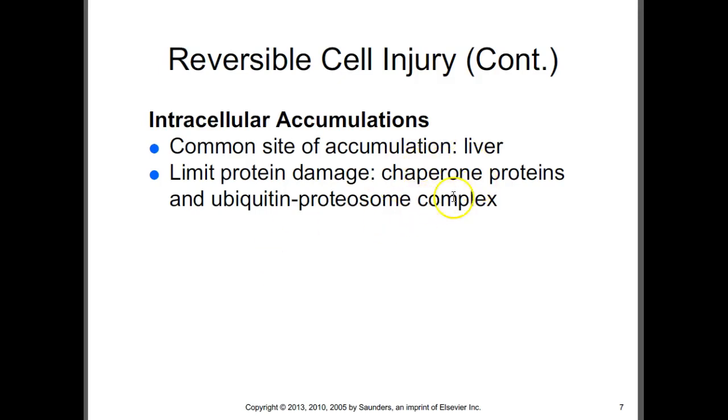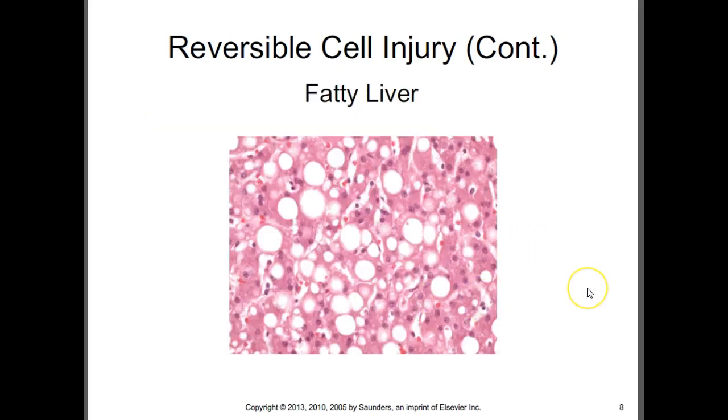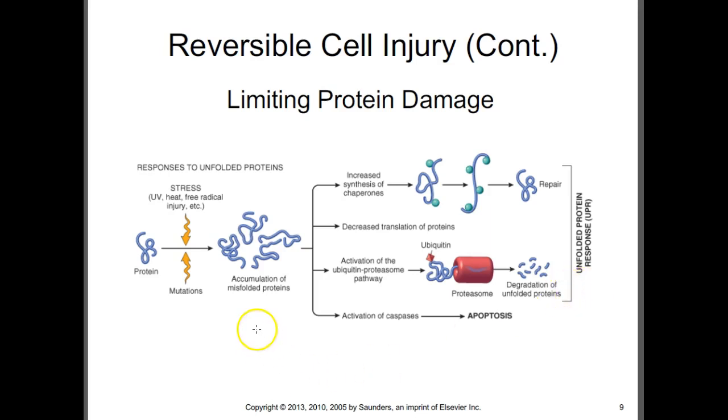So in the liver, chaperone proteins may be damaged, right? And if they're damaged, then the protein is not going to be able to function properly. So chaperone proteins limit protein damage. Chaperone proteins often help proteins refold into their correct shape. If they are not there, they can create some protein damage. You can see the fatty liver example, right?